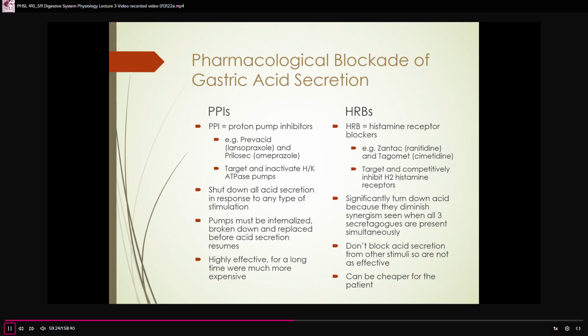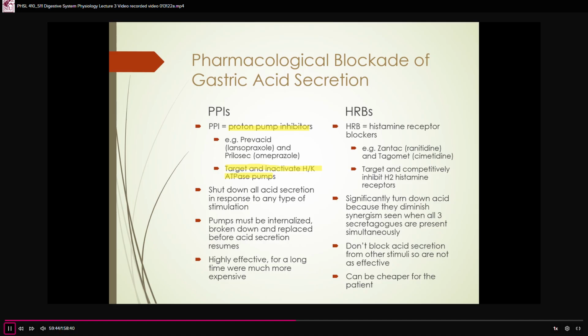So there are two different things that you can administer. You can administer what we call the PPIs. Those are proton pump inhibitors, and they are directly targeting those hydrogen potassium ATPase pumps that are actually driving the acid production itself at the apical surface. So this is drugs like Prevacid and Prilosec. You can buy them over the counter.